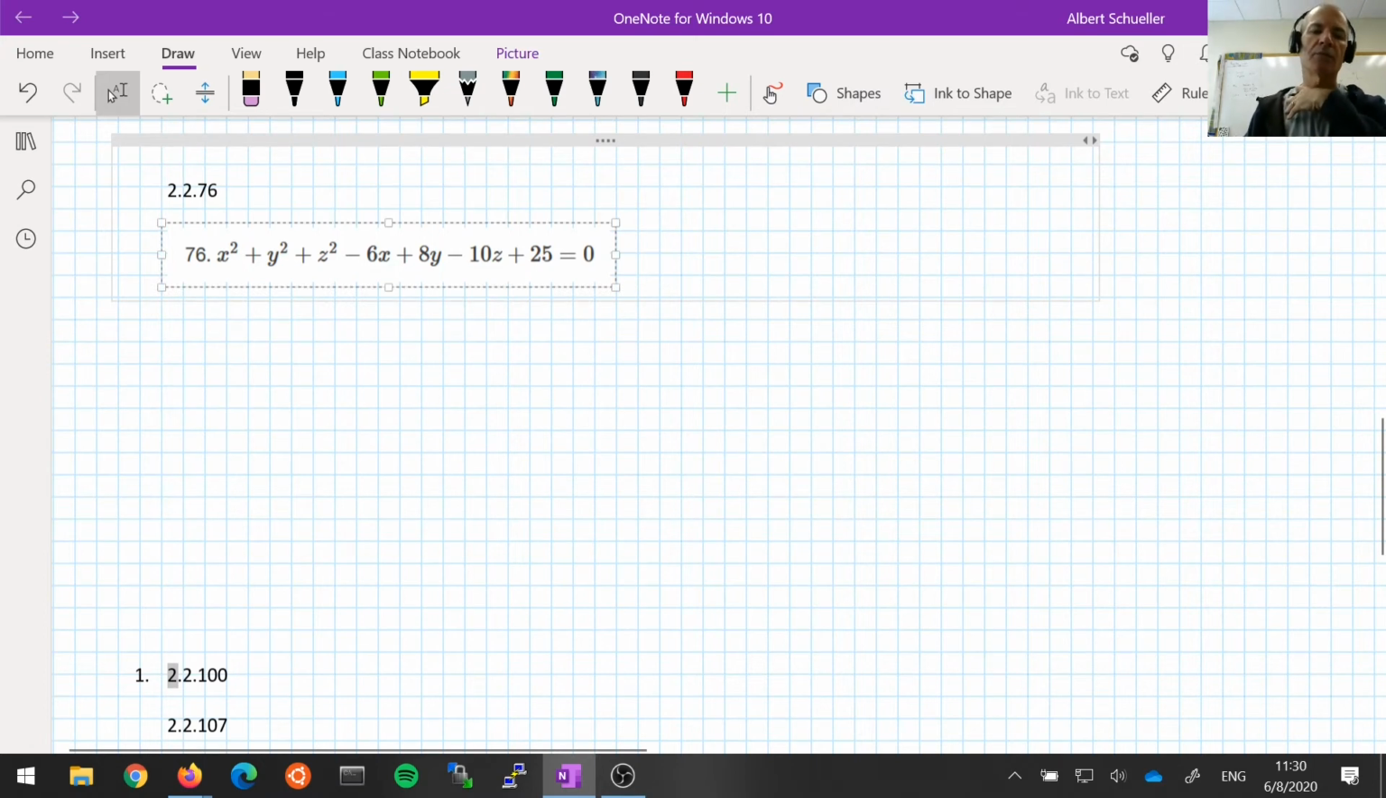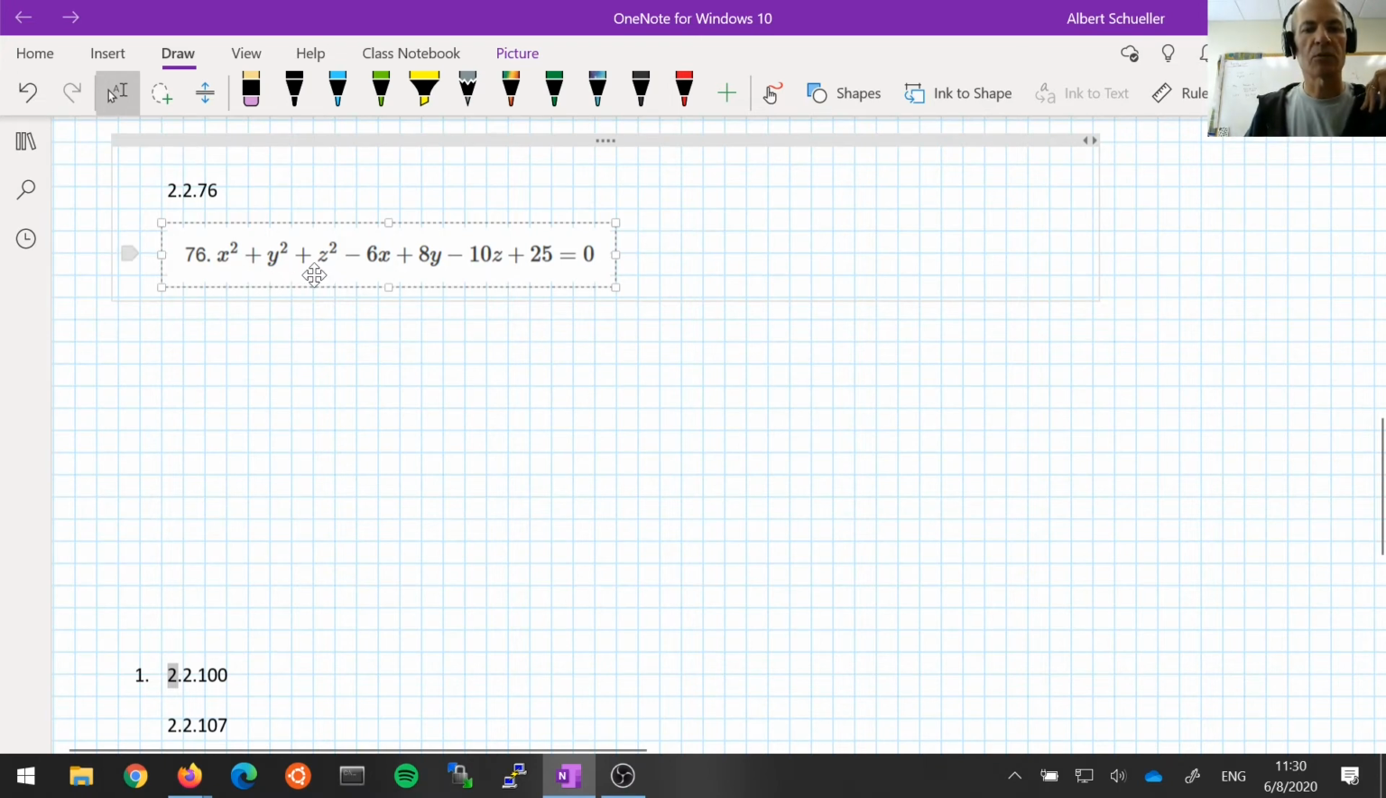So if we're going to identify the center and the radius, what we really need to do is put this into standard form, and that means getting it into the form (x minus a) squared plus (y minus b) squared plus (z minus c) squared equals r squared. How are we going to do that? We're going to group the x terms together, the y terms together, and the z terms together, and then complete the square.